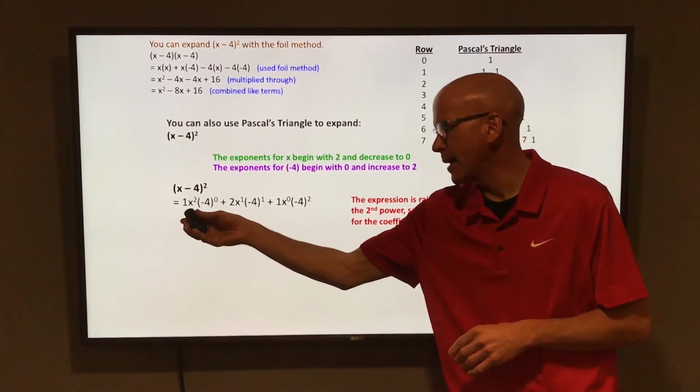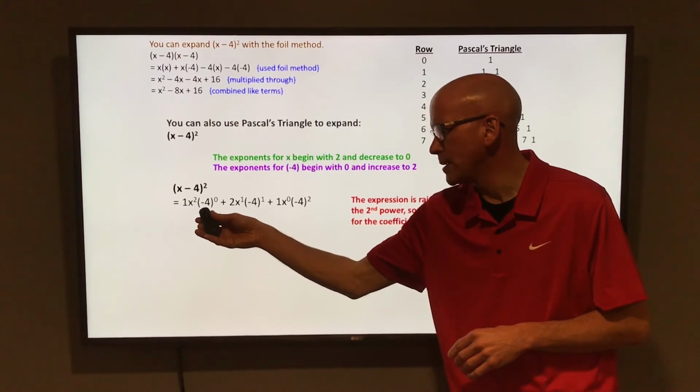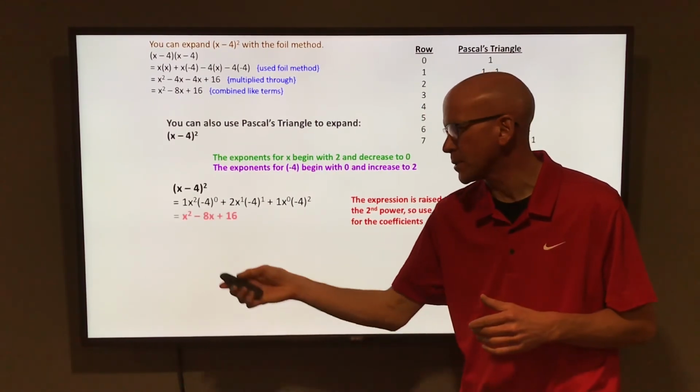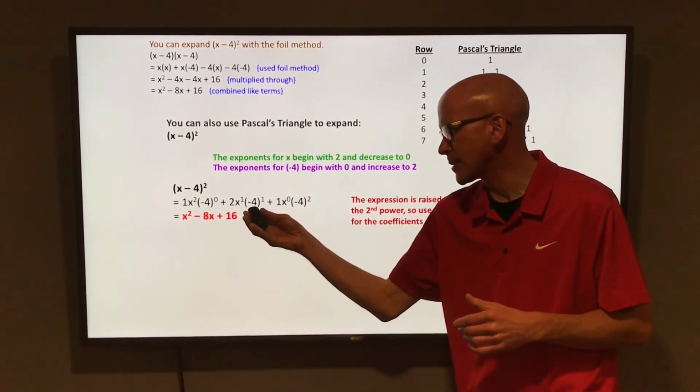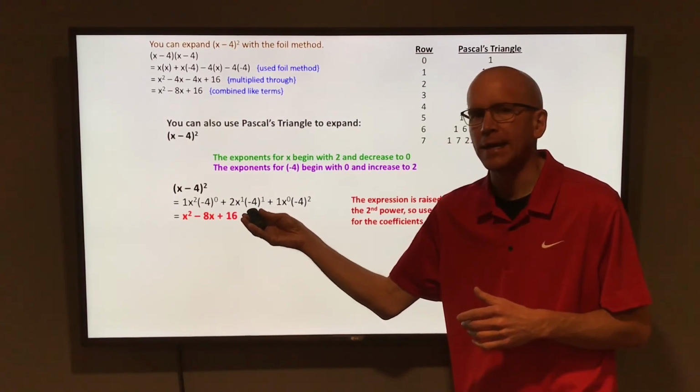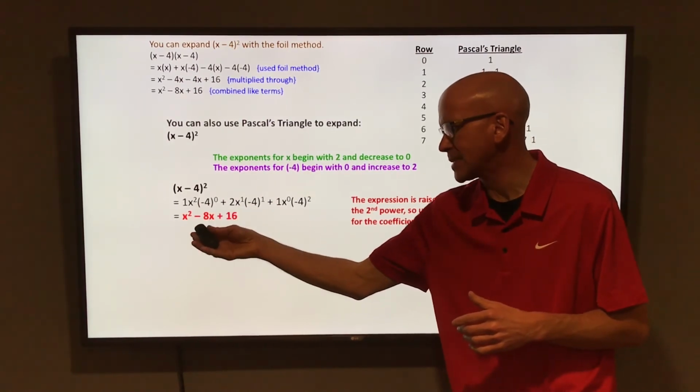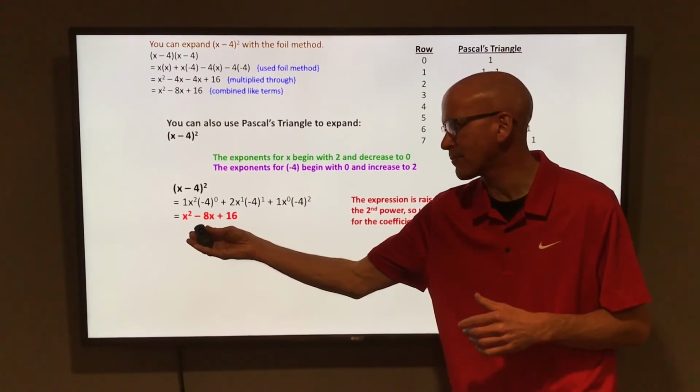So it'd be x squared out front because you don't need that 1 and you don't need negative 4 to the 0. That's just 1. So it's x squared is the first term. The second term there, negative 4 to the first power, that would be negative 4. If you multiply that by 2, that's negative 8. So that would be negative 8x for the second term.